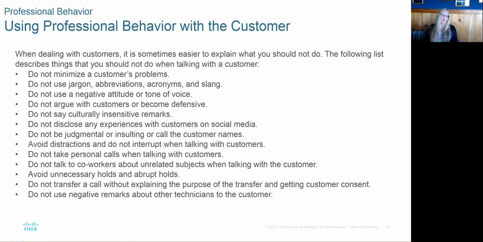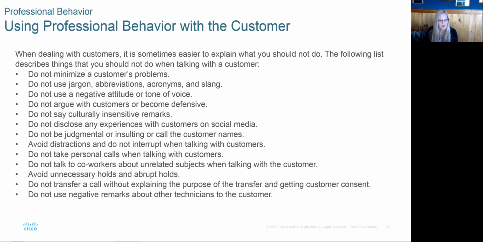You're going to end up with some people who don't know what the start button is, right? So in those instances, you're better off trying to remotely fix their system. Don't talk to coworkers about unrelated subjects when you're talking to customers. Don't put people on hold for extended periods of time.